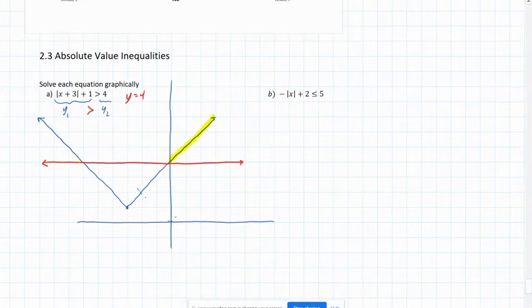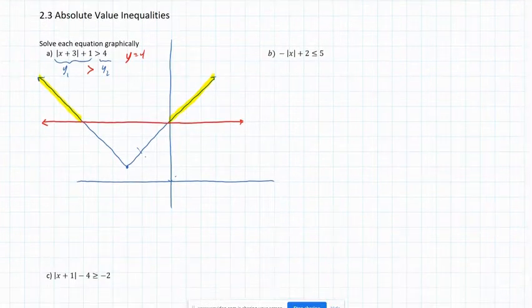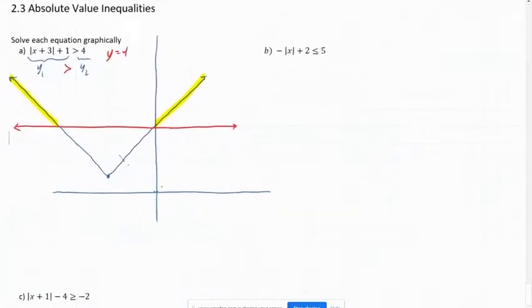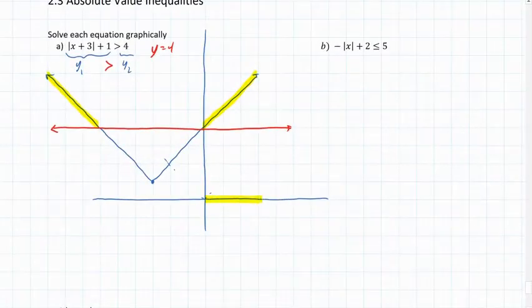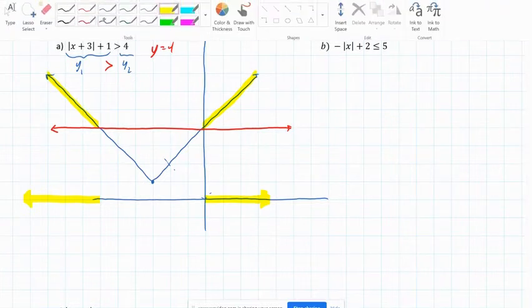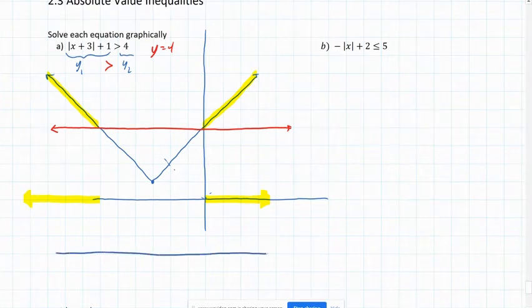this part of the graph, and this part of the graph is where the blue graph is higher than the red graph. And so if we translate those yellow marks down to the x-axis, it's these x values. And these x values. So basically I just took that yellow graph and looked at its shadow down on the x-axis. And so that corresponds to these solutions on the x-axis.